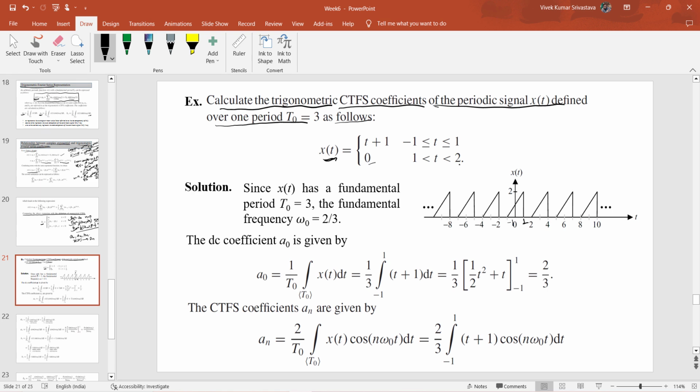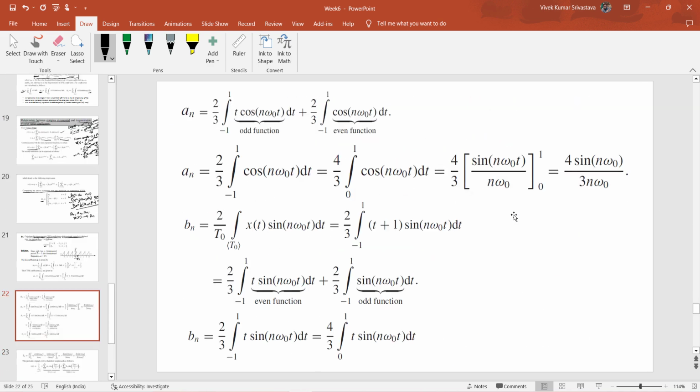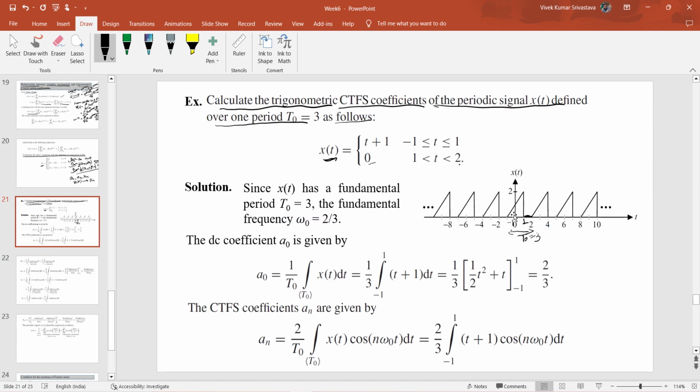Okay, whereas from 1 to 2 this value will be 0. As this is a periodic signal, it will repeat itself after every time period. This is the time period T naught, which is equal to 3. This is the signal x(t), the graph of signal x(t).